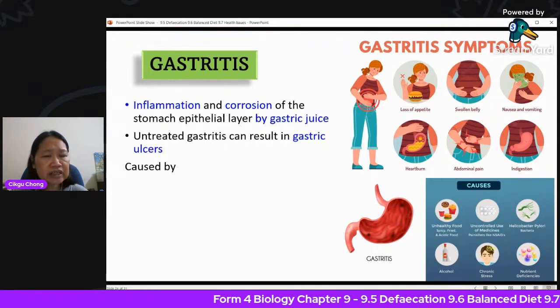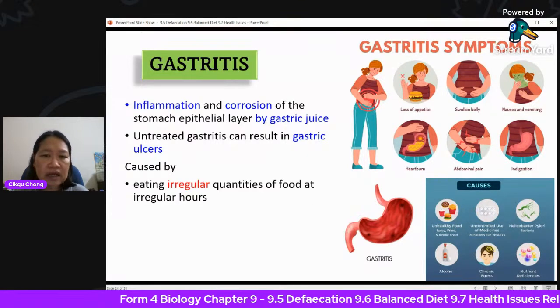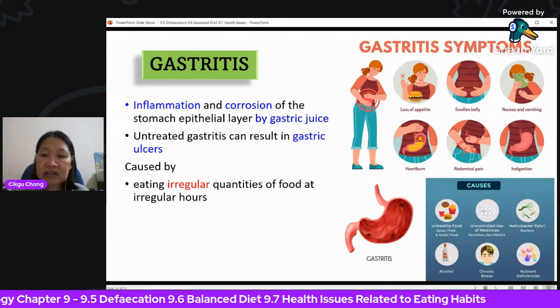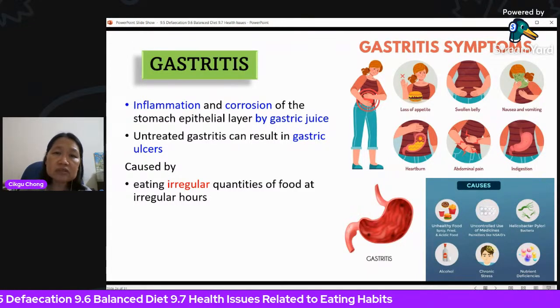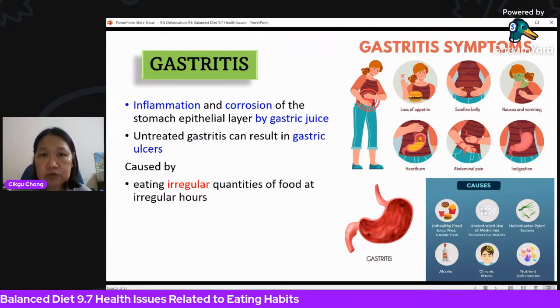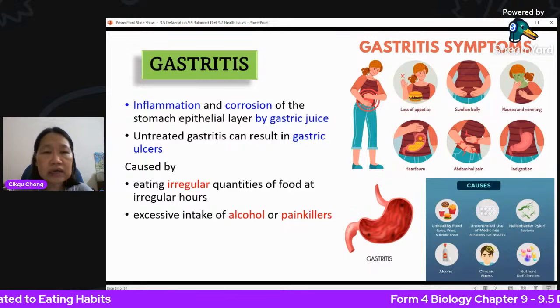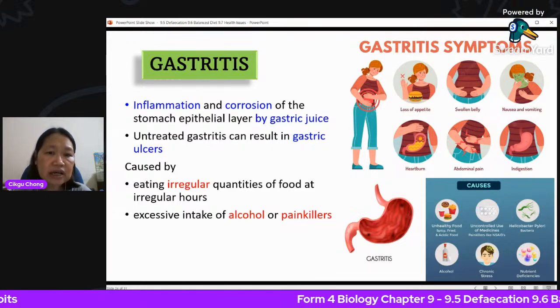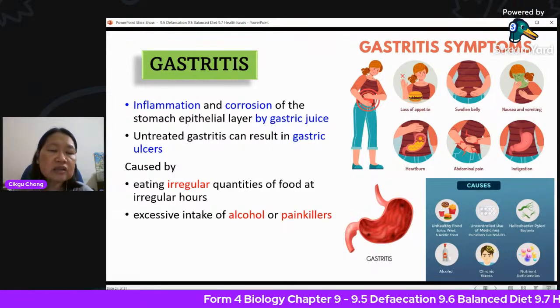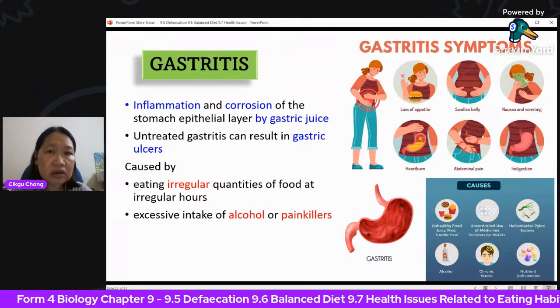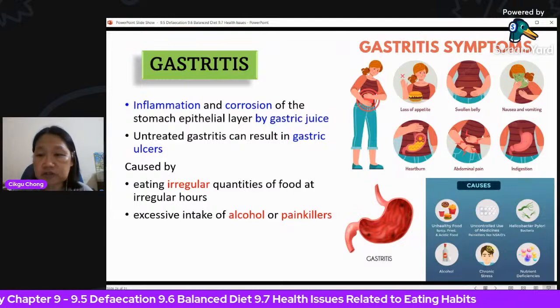Okay, what causes gastritis? Unhealthy food, spicy, fried, acidic food, and irregular eating also. You're not eating at regular hours, maybe you're too busy, but try to find time to eat. Otherwise, you may get gastritis. Excessive intake of alcohol can also cause gastritis, and also painkillers, because people take them on an empty stomach. If you drink alcohol on an empty stomach, it will cause gastritis.